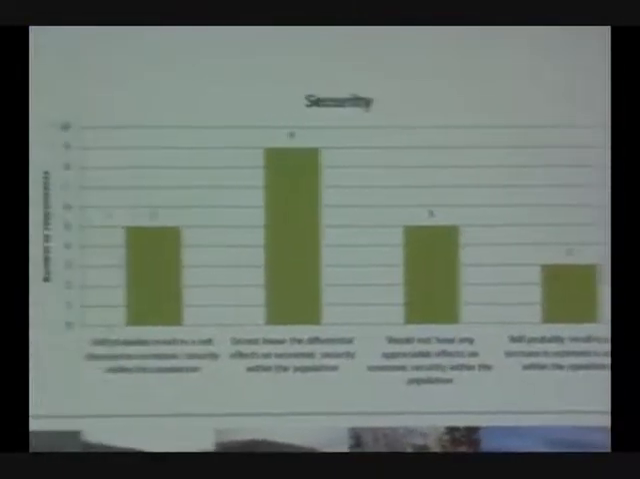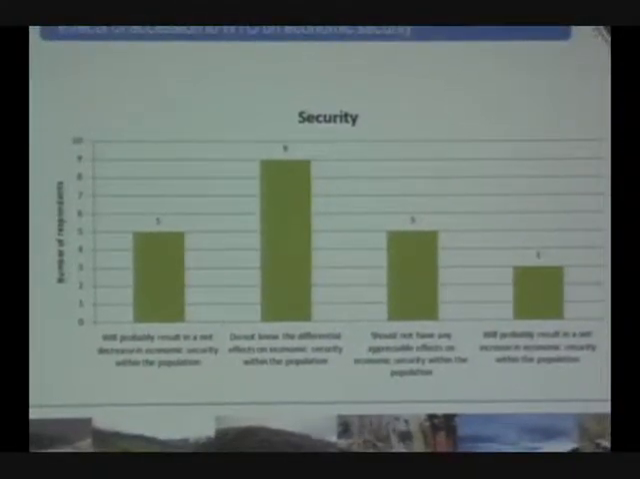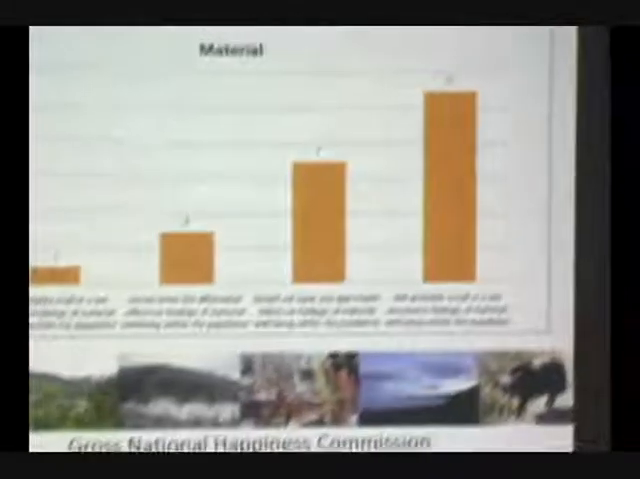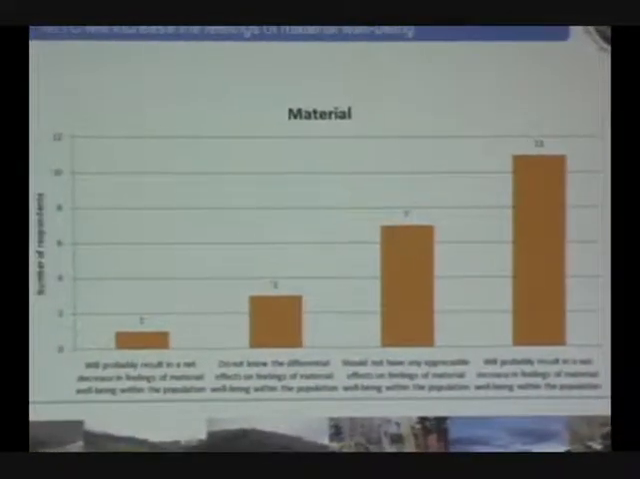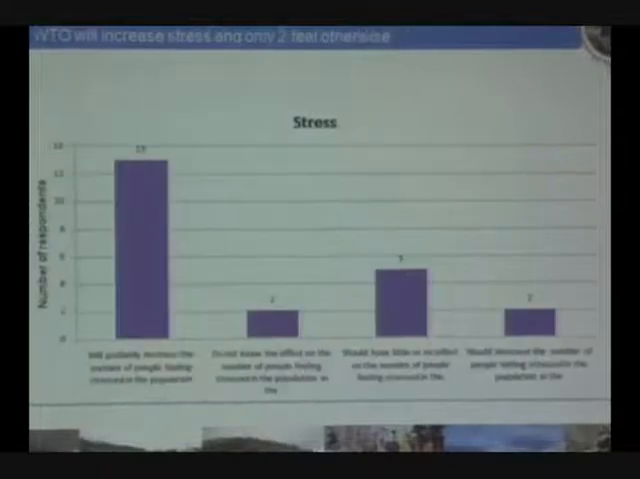In terms of economic security, if you look at the highest scores, 9 felt that they do not know what the differential effects of joining the WTO may be on economic security within the population. 5, however, felt it will probably result in a net decrease in economic security within the population, and 3 felt the other way: it will probably result in a net increase in economic security. In terms of material well-being, as you can see, 11 felt joining the WTO will probably result in a net increase in feelings of material well-being within the population, and only 1 felt it will probably result in a net decrease in feelings of material well-being.